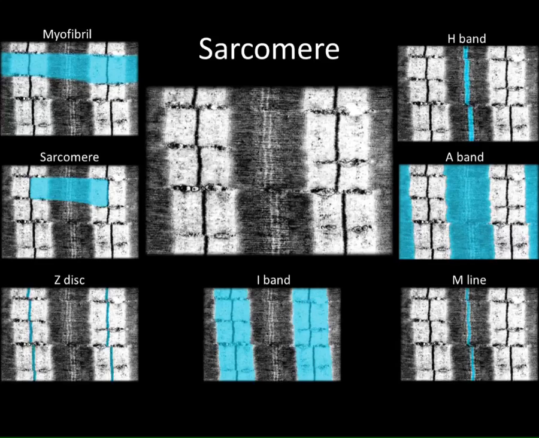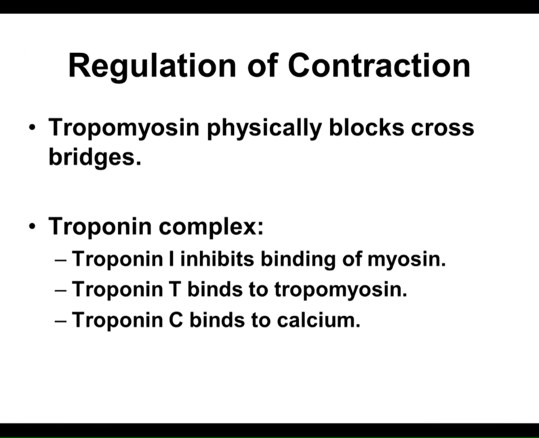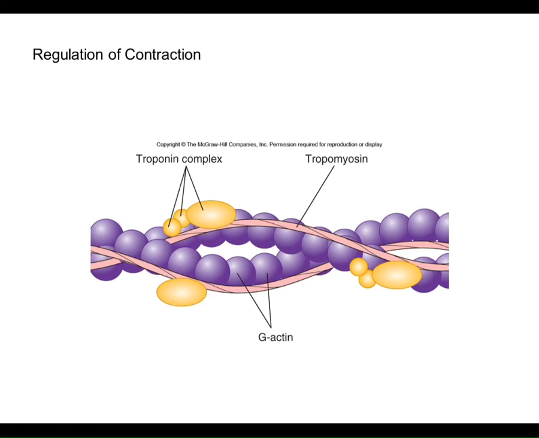Look back at the A, the I, the Z, the H in a relaxed muscle. And then that is a beautiful picture of what? That's a beautiful picture of a thin filament, right? So now we see the troponin, the little Matryoshka doll, the three little snowmen. So there's your little troponin complex.